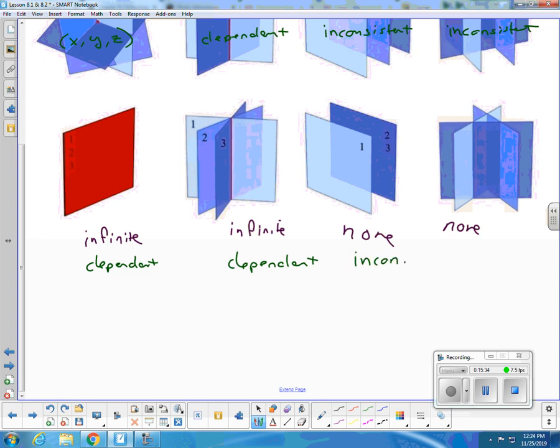And do you see how two connect at a time, but not all three of them connect? So that's inconsistent again. No solution. Okay? So, let's look at an example and see when that happens. You ready?